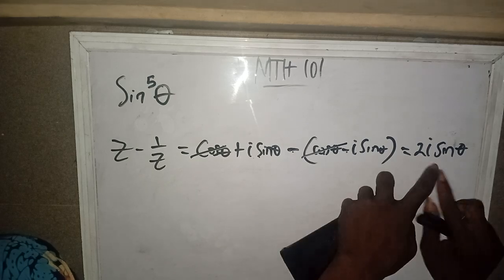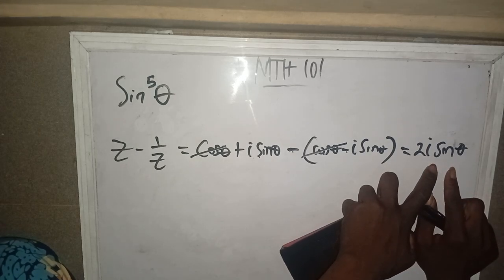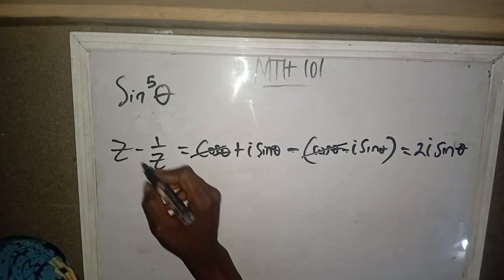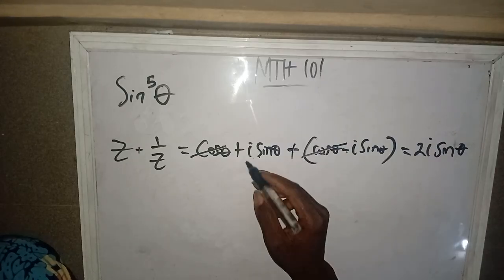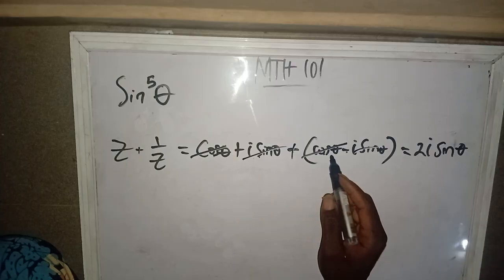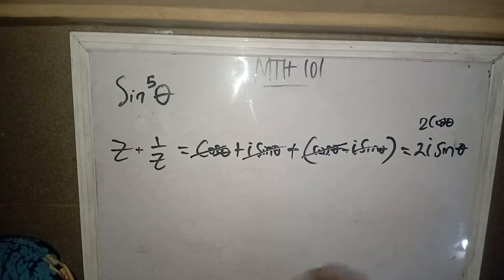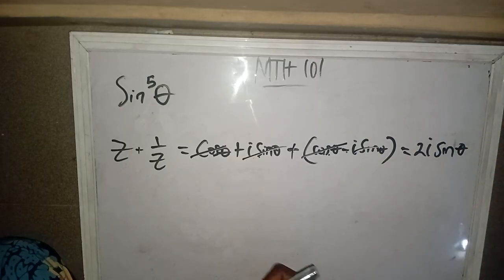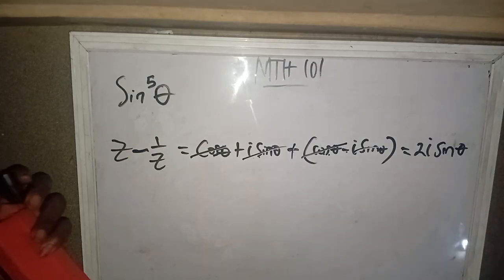The reason we look for 1 over z and subtract is to get something that contains sin theta. If the question were cosine, then we would do z plus 1 over z. This we cancel, and then we have cos theta plus cos theta, which will now be 2 cos theta. We would now be working with cosine. But because it's sine, we subtract so as to avoid getting cos. Do we get? Getting cos is not a taboo.